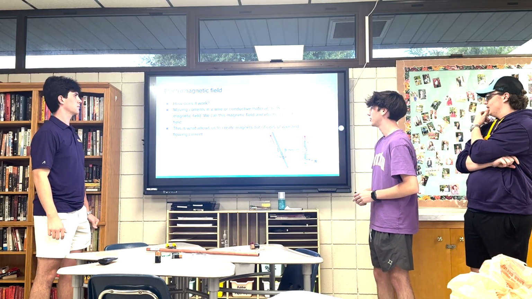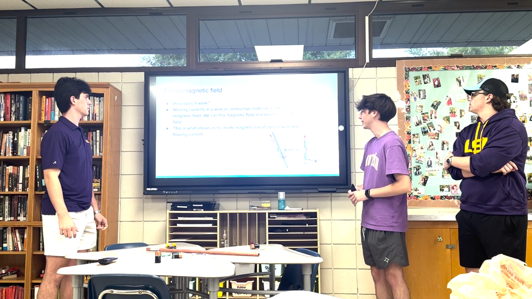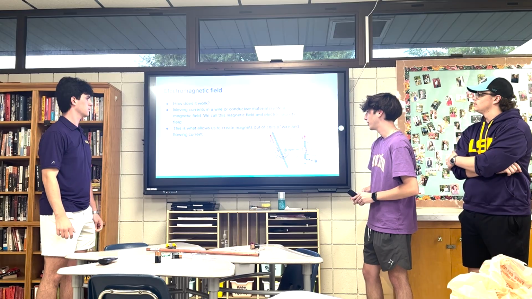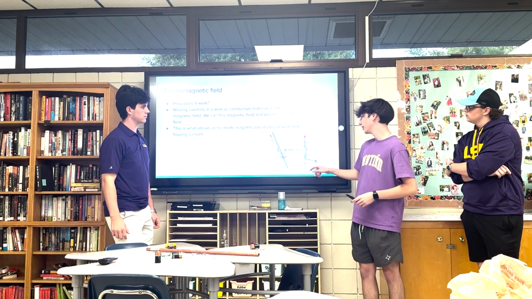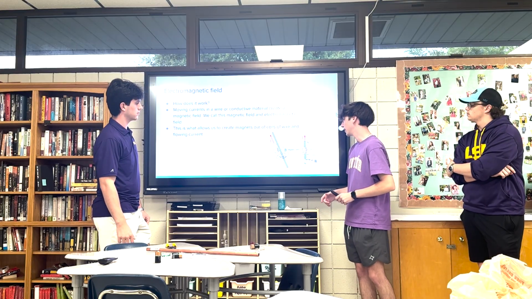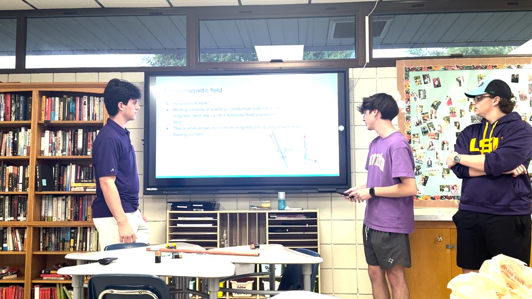Moving currents in a wire or conducting material create a magnetic field. We call this magnetic field an electromagnetic field. This is what allows us to create magnets out of coils of wire and a flowing current. This is another example of our right-hand rule, where in this case, you circle your current and your thumb points in the direction of the magnetic field.